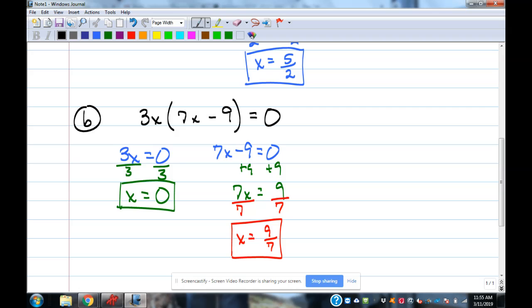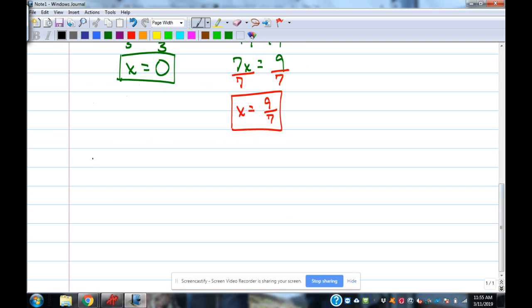Okay. What if it's not factored already? Like this one. Let's say we had something like x squared plus x is equal to 0. The key thing when it's not factored is to make sure that it's equal to 0 before you start. It has to be equal to 0 before you start factoring. If it's not equal to 0, we're going to have to move some stuff around to get it there. Okay? Is this one equal to 0? Yes. So we're ready to start factoring.